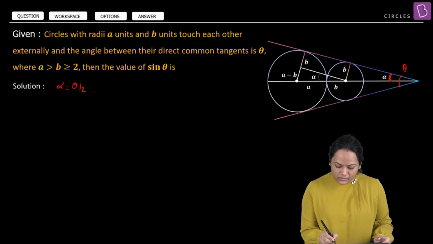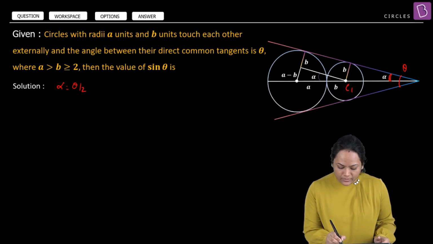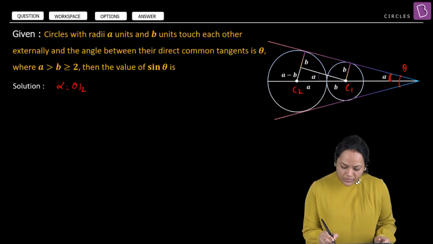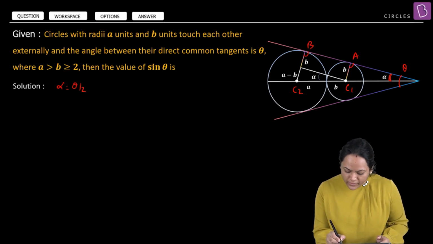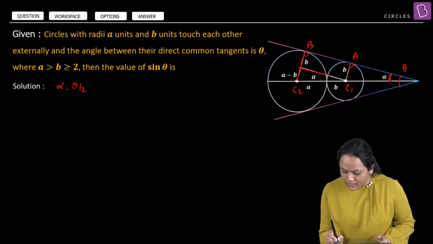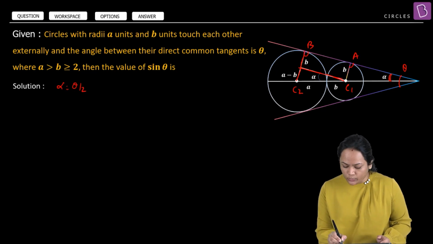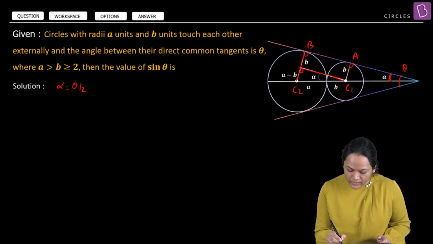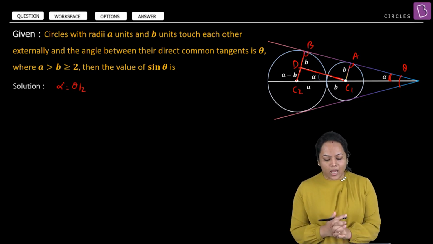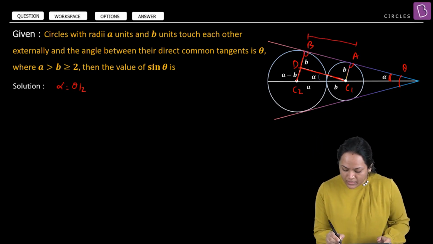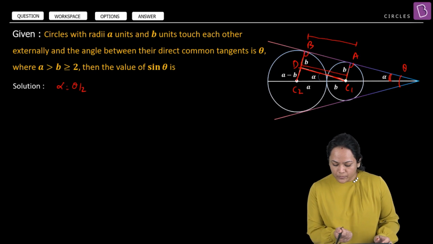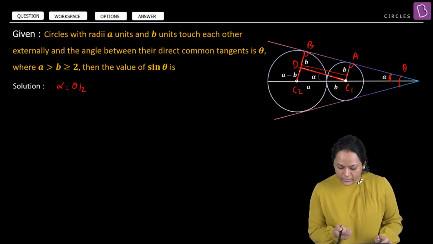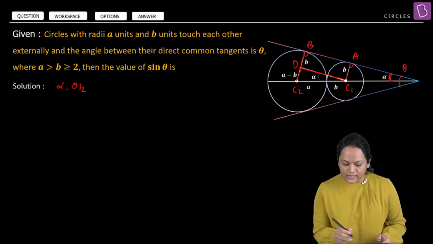Now let me consider the centers here. I'm taking the centers as C1 and C2, right? Similarly, the foot of perpendicular from center on the tangent, I'm taking that as, let us say, A and B. Now what I'm going to do is from C1, if I drop a line parallel to AB on C2B, it will intersect, let us say at some point D, for example, right? So now I'm considering my triangle C1 D C2.